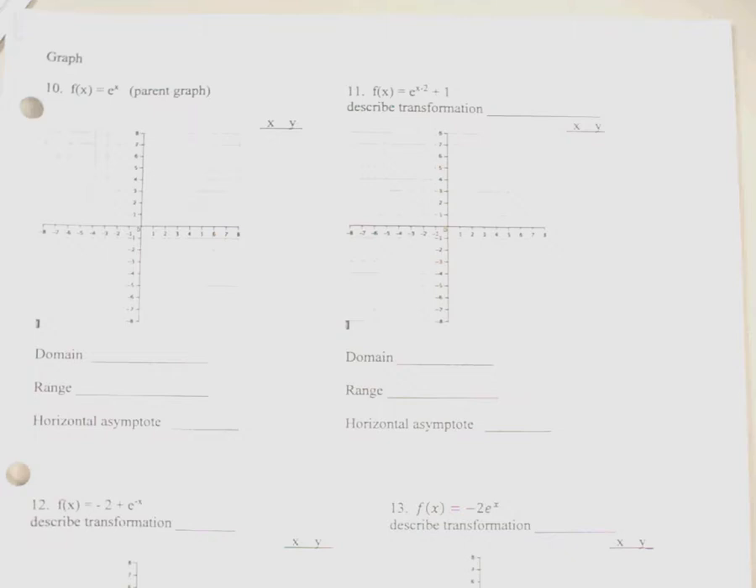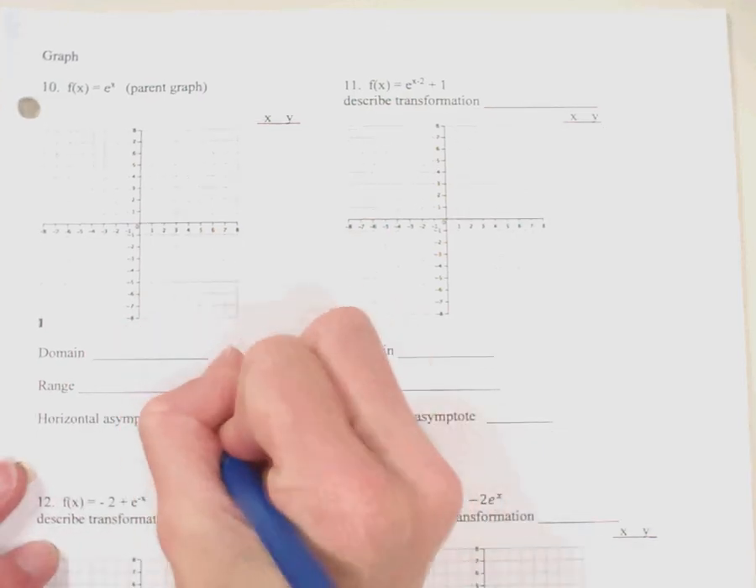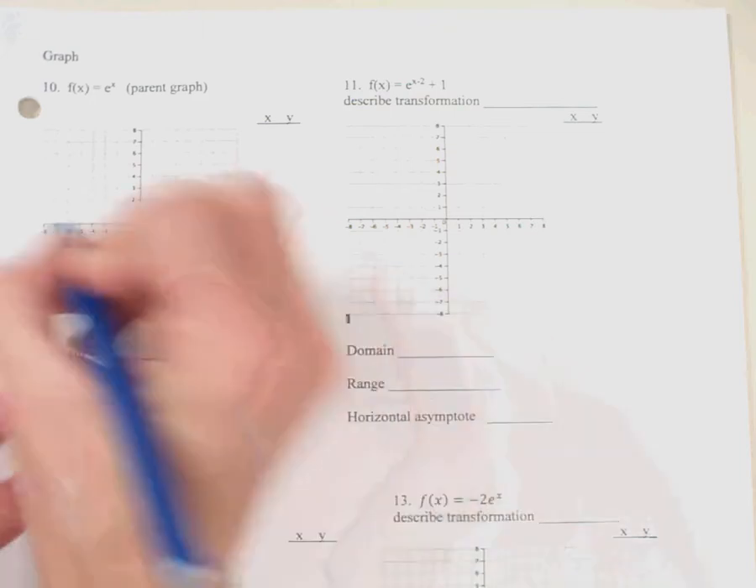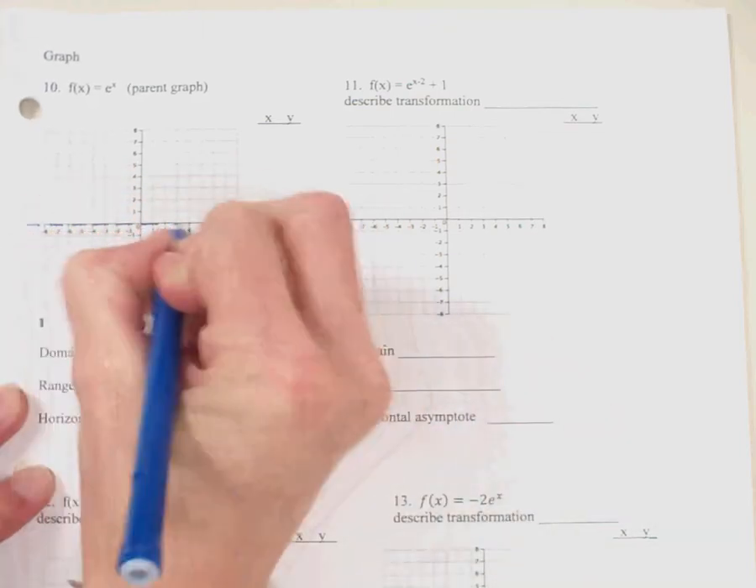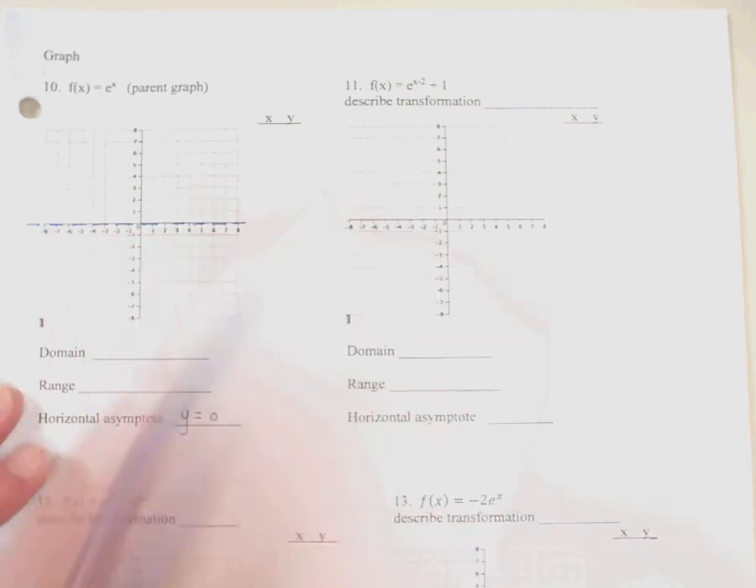Continuing our discussion on graphing exponential functions, we're going to look at numbers 10 through 13, which have the natural base e as the base of each exponent. So in number 10, we're going to graph f of x equals e to the x power. And this is a parent graph. Any parent graph will have a horizontal asymptote located at y equal to 0. So I'm going to draw in the horizontal asymptote with a dotted line at y equal to 0.